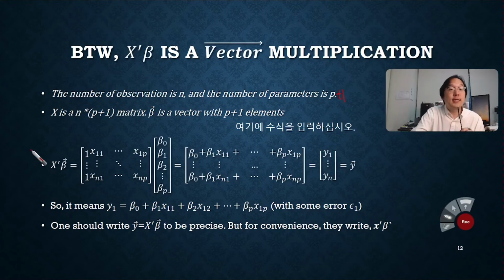Now, X is an n by p plus 1 matrix, so n rows, p plus 1 columns, right? And then beta is a vector with p plus 1 elements over there. It's a column vector, beta 0, beta 1, and so on, as you see on this equation over here. Holy cow, you may say. No, it's okay. It's just a matrix.